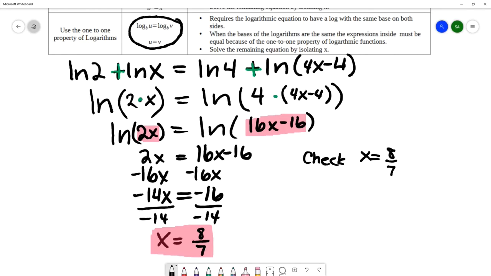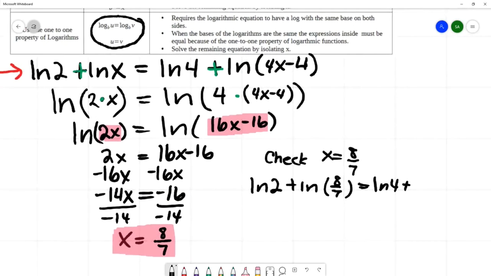So I'm going to use this original equation to check that. We have natural log of 2 plus natural log of 8/7 equals natural log of 4 plus natural log of 4 times 8/7 minus 4.